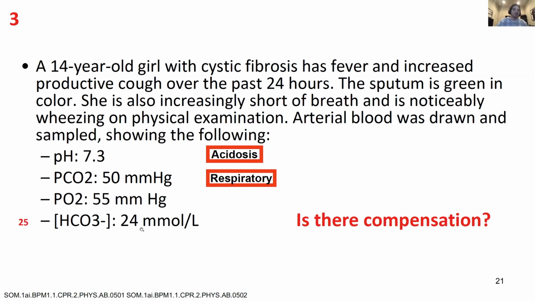Then lastly, you want to ask yourself, is there compensation? Has there been time to where the kidneys are able to compensate? We know it's about 25 and 24. It falls in the normal range, so there is no compensation. So it's acute. So that's kind of the methodology you use when doing these.